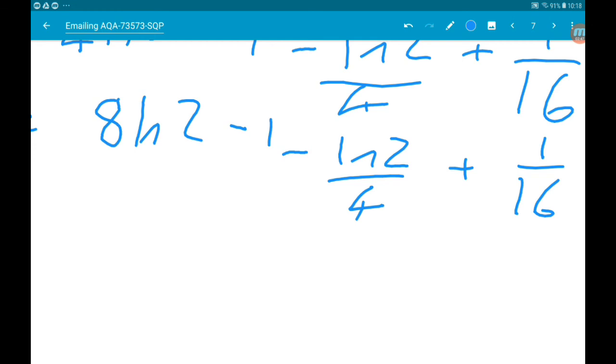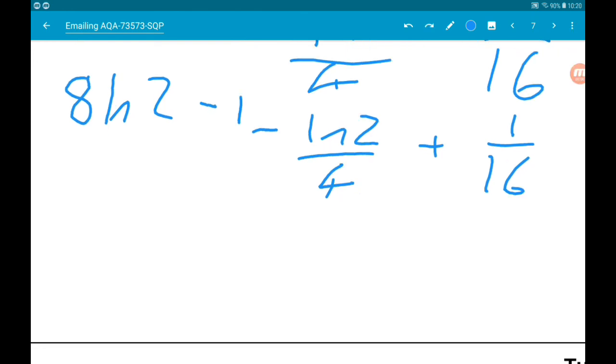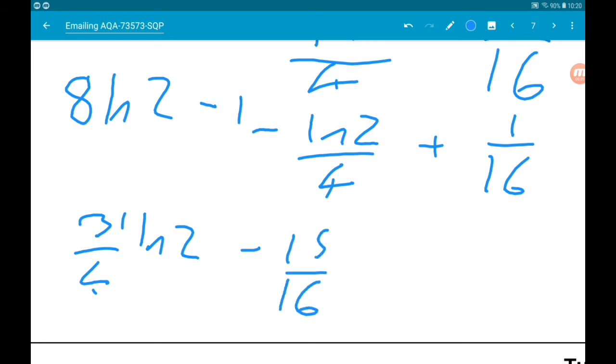So we got 8 log 2 minus log 2 over 4. So you could just use your calculators here now to simplify this. 8 is 32/4. So we have 32/4 log 2 minus 1/4 log 2. We have 31/4 log 2. And then we got minus 1, add 1/16. So that's minus 15/16. Job done.